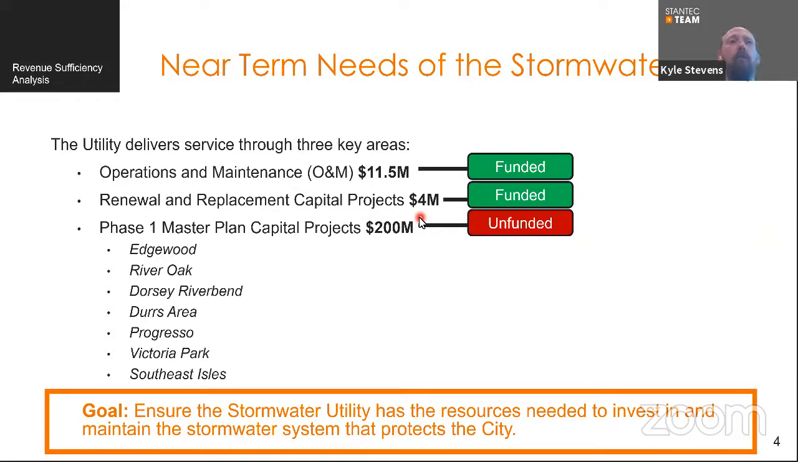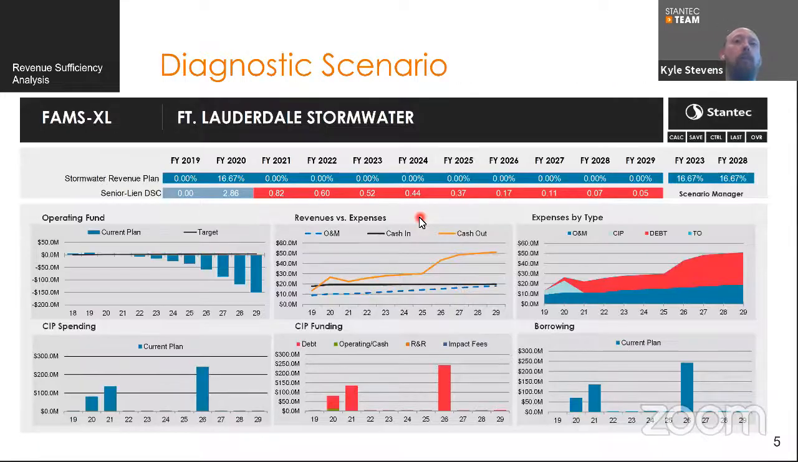And the idea of this revenue sufficiency analysis was to put all of these needs in here and then project the stormwater utility for the next 10 years as far as revenues and expenses, to see what a sustainable picture looks like. And so how does that look? This next slide is a dashboard of the financial models that we created as part of the fee study. And in this first scenario, I've done what I'd like to refer to as a diagnostic view.